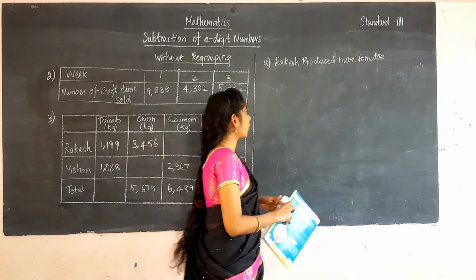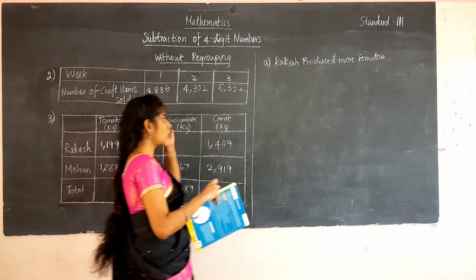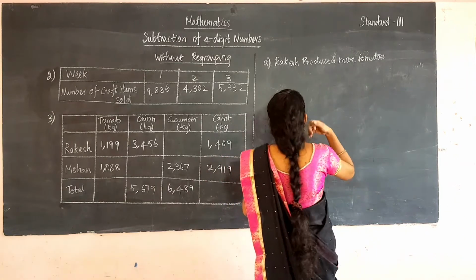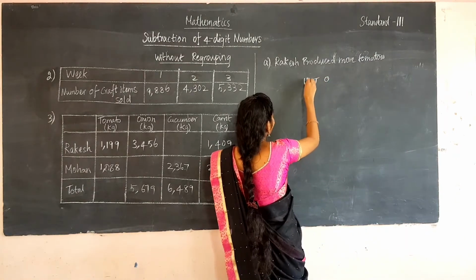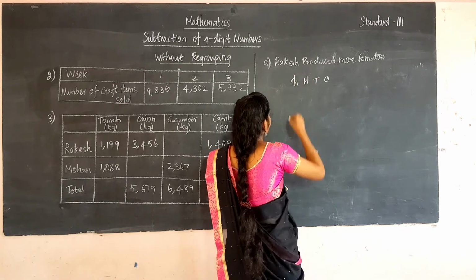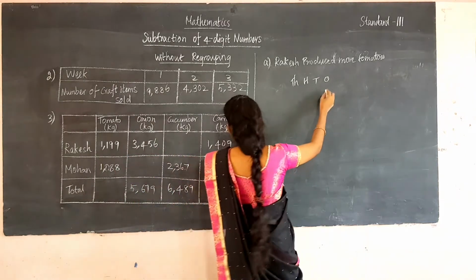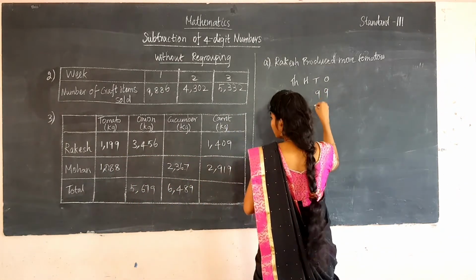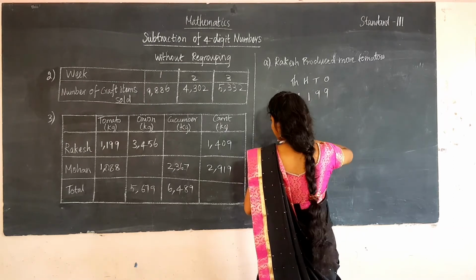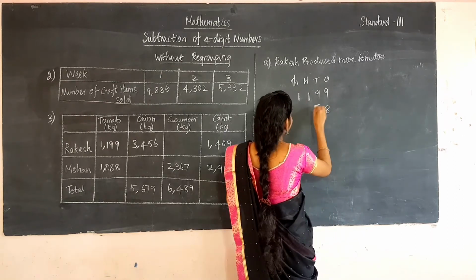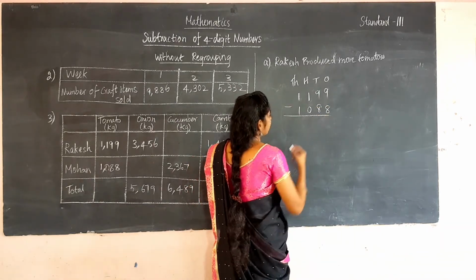So now we are going to subtract these two numbers, then only we can find how much more he has produced. To find that, you have to write the places, up to the thousands place. So now we are going to fill in the values. 9 in the ones and 9 in the tens, 1 in the hundreds and 1 in the thousands place. And the next number is 8 in ones, 8 in tens, 0 in hundreds and 1 in the thousands place.